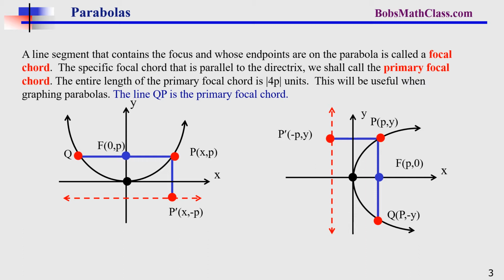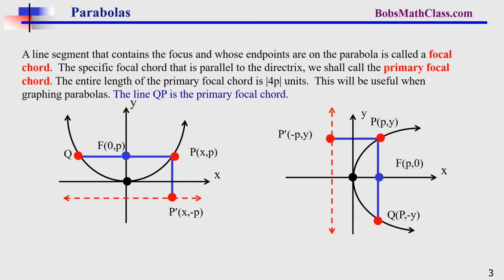Okay, so we're talking about the length of how long this line segment is. If p is 1, then it'll be 4 units long. If p is 2, it'll be 8 units long. So that's the distance from one point to the other. So this will be useful when graphing parabolas.